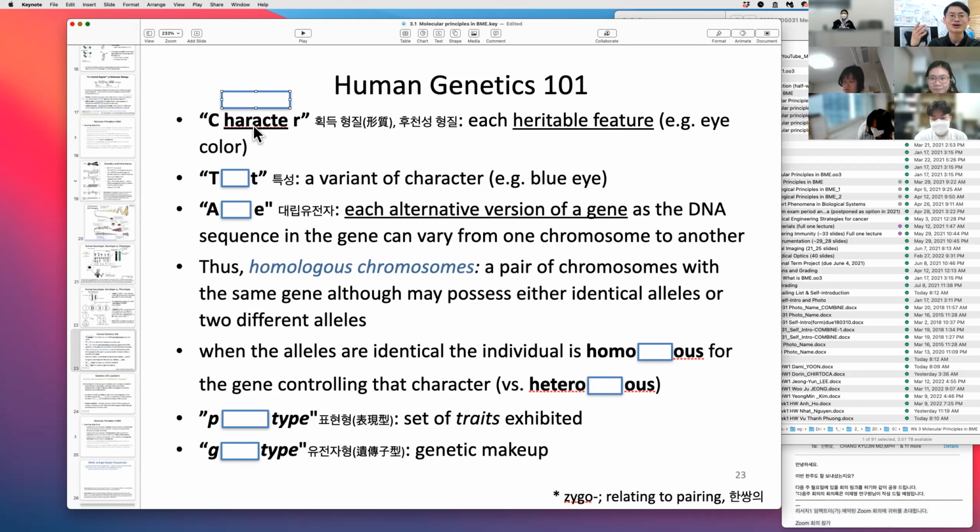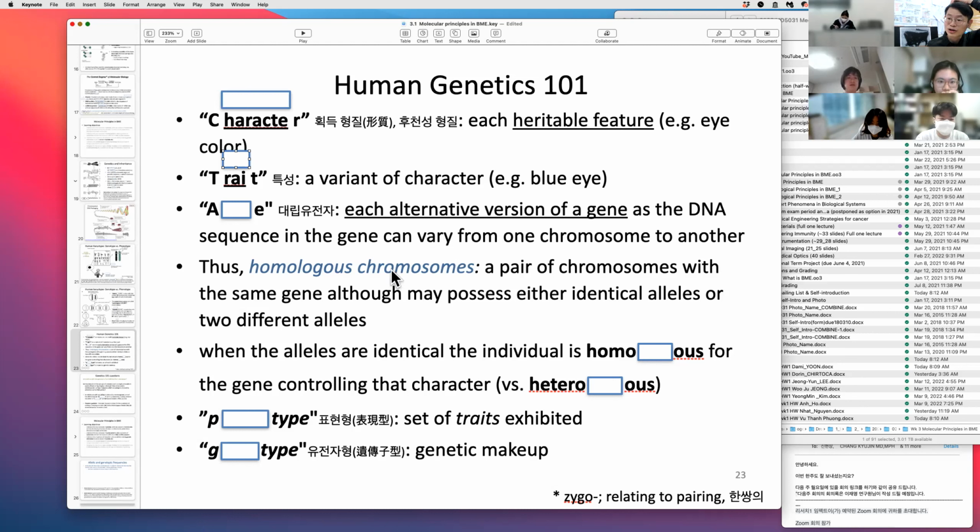I mean, this is a little weird, but when we say character, this is a more genetic-specific term for that. But that character, when we say eye color, has variations such as blue eye, red eye, and that variant of a character we call a... A trait? Great, yes, that we call a trait. And a gene has alternative versions of each in the DNA sequence, because DNA is a double sequence. We are using a double sequence in a gene that can vary from one chromosome to another.